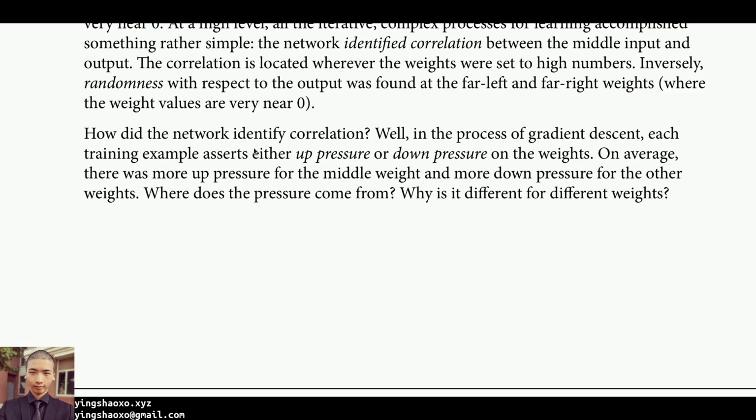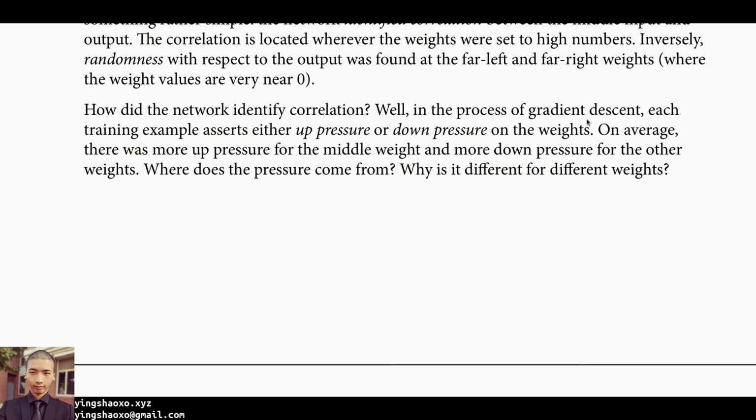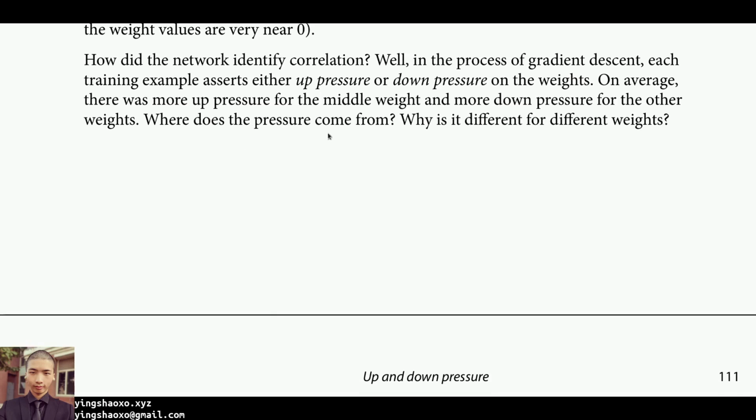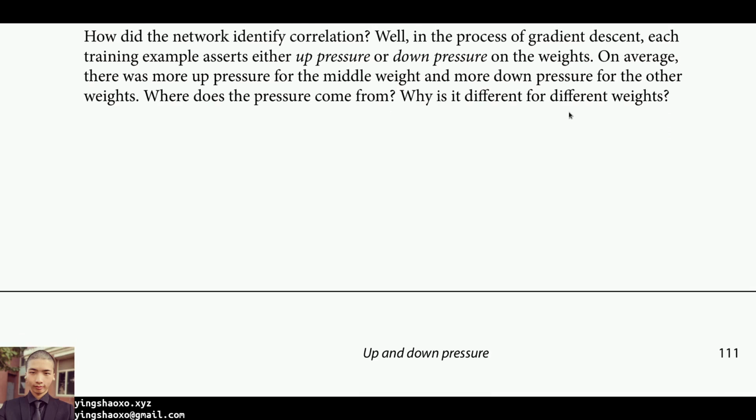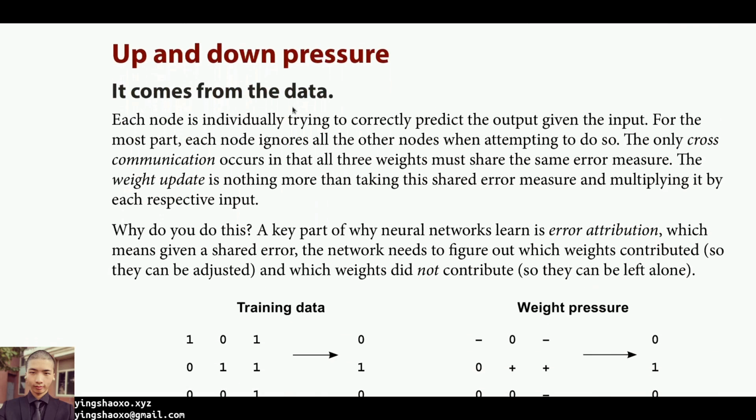How did the network identify correlation? Well, in the process of gradient descent, each training example asserts either up pressure or down pressure on the weights. On average, there was more up pressure for the middle weights and more down pressure for the other weights. Where does the pressure come from? Why is it different for different weights? Up and down pressure comes from the data.